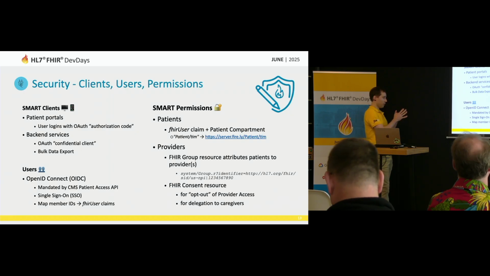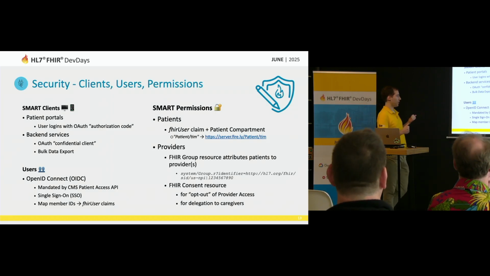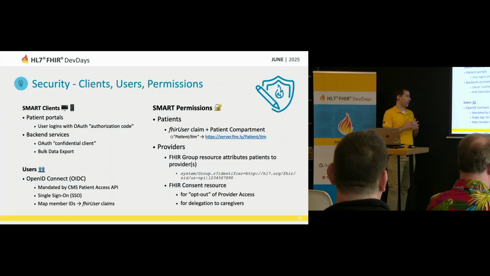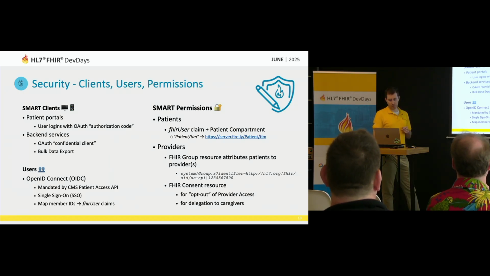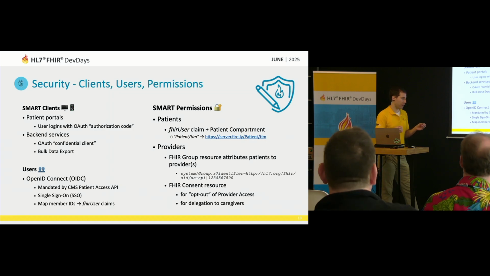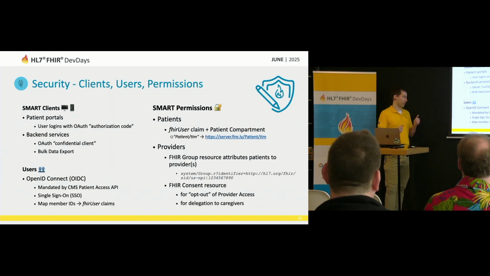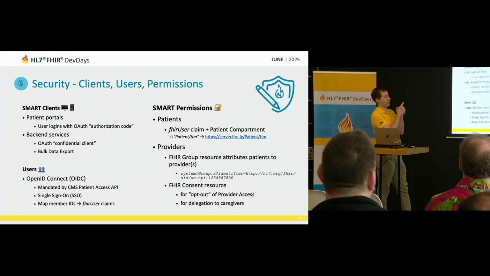If you're expecting real users, you'll probably want to integrate an existing user system. So you can use OpenID Connect for that to implement single sign-on. That's mandated by the CMS API. And in that case, you want to map your user's unique identifiers to a FHIR specific identifier. And so Smart on FHIR defines the FHIR user claim for that, and that's supposed to be the logical ID of a patient resource if the user is a patient.